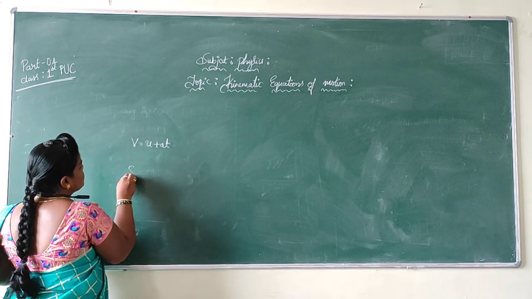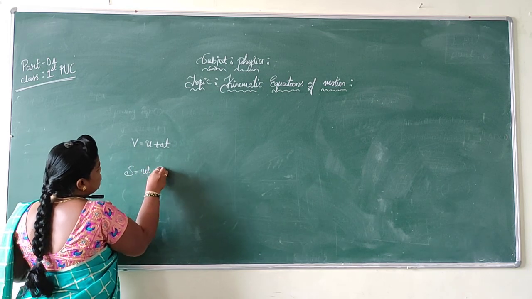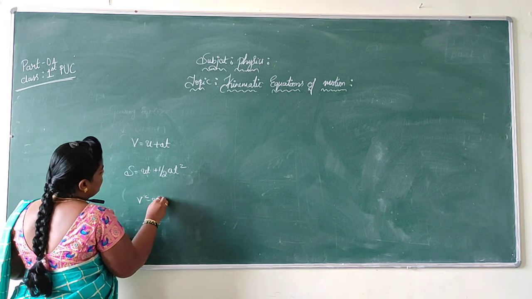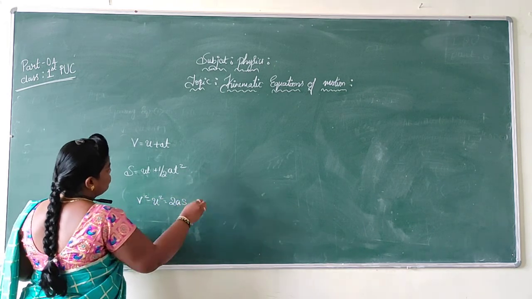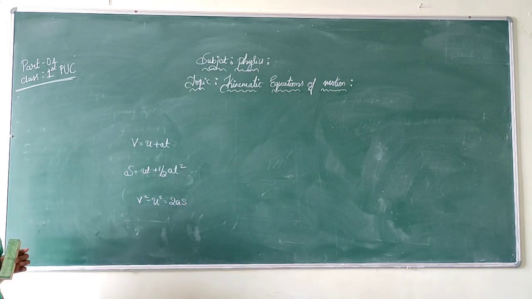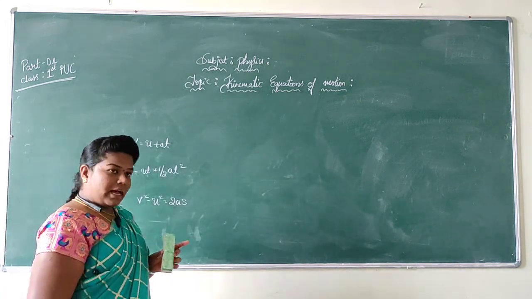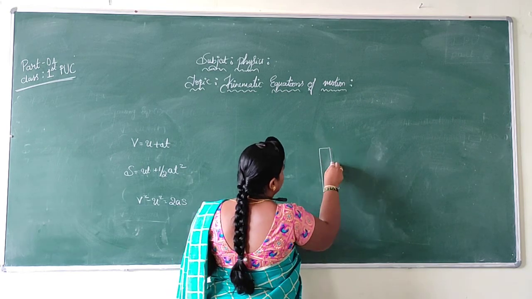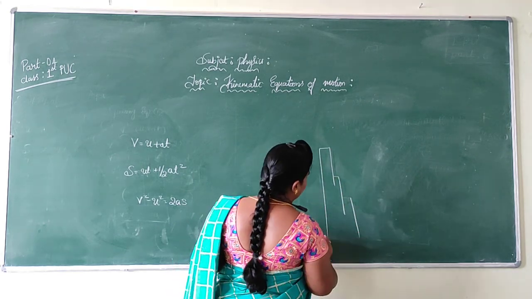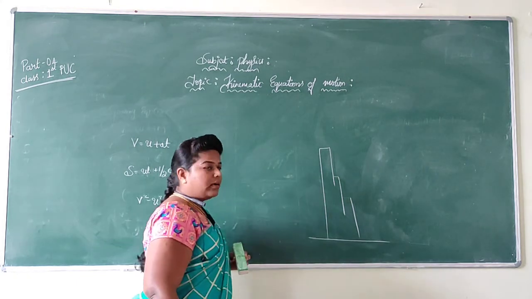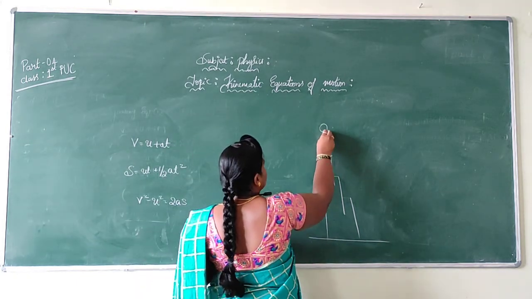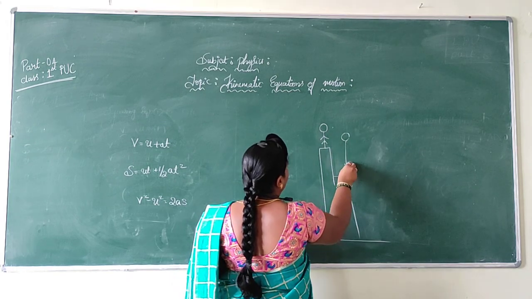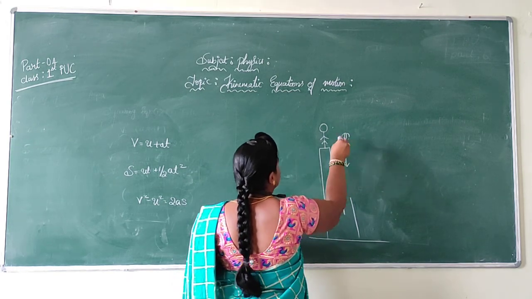v is equal to u plus at, s is equal to ut plus half of at square, and the third one is v square minus u square is equal to 2as. Students, observe carefully. Suppose I stand on the tower and I am throwing the ball. Assume that I am standing on the tower and I am going to throw the ball towards the downward direction.